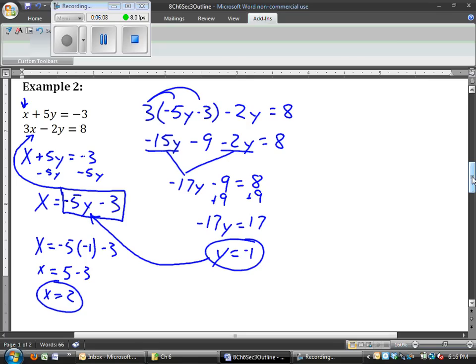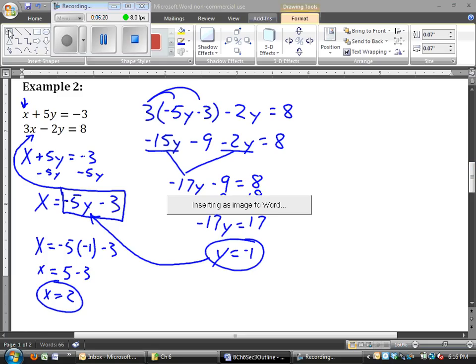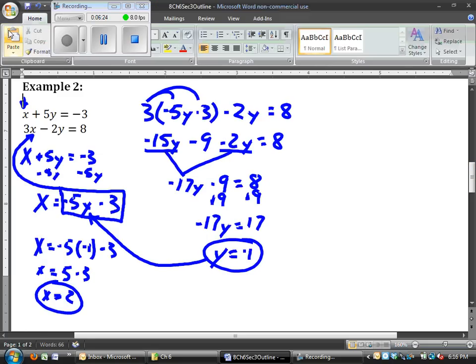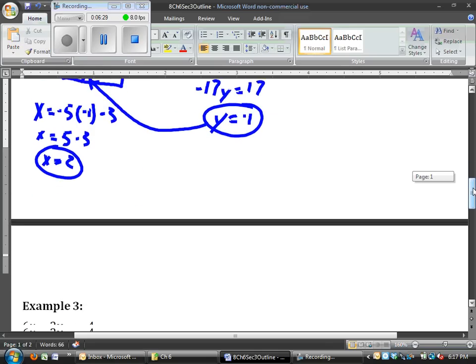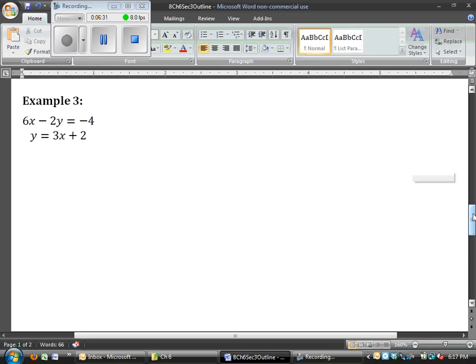Okay? Not too difficult. It's a little bit long. You've got to keep track of where stuff's going and where stuff's coming from. So it's very, very important that you stay organized when you're doing substitution and with elimination. You've got to stay organized and know where you're putting equations and putting things. Okay? So let's take a look on the back at example 3.